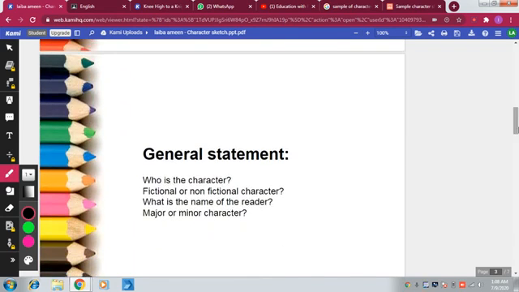So, the first paragraph, the introduction paragraph, should include what? It should include who the character is, whether he is a fictional or non-fictional character, what is the name of the character, and whether he is a major or minor character. So all these questions should be answered.